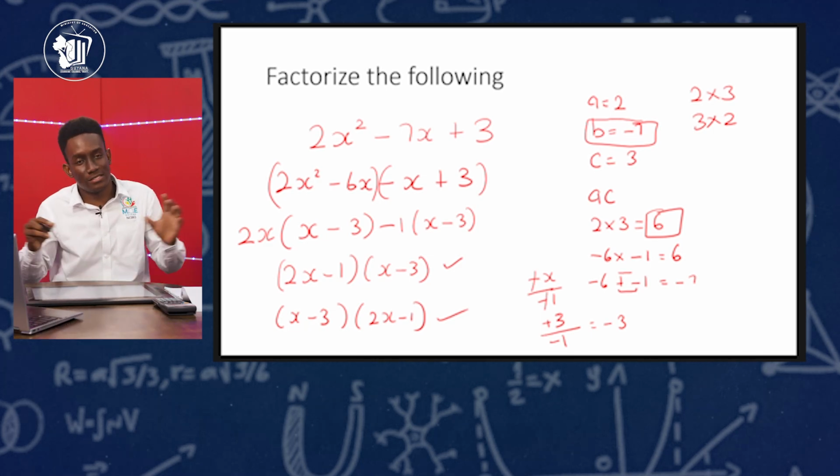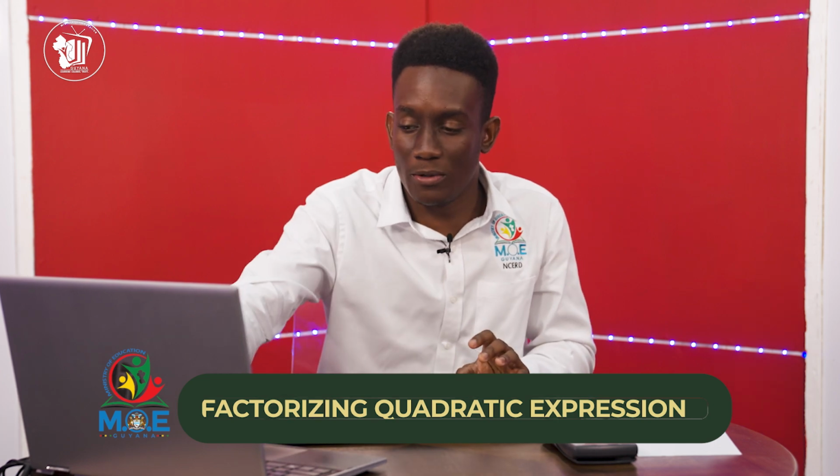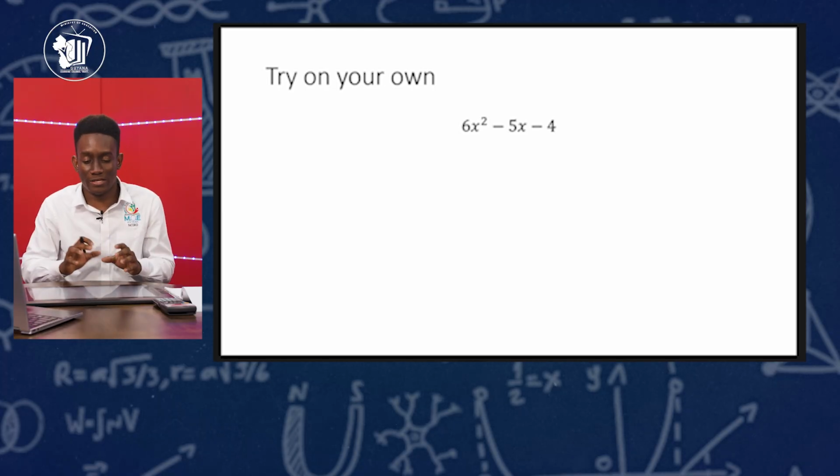With that being said, that brings us to the end of factorizing quadratic expressions. Now I will leave this one for you to try on your own: 6x squared minus 5x minus 4.